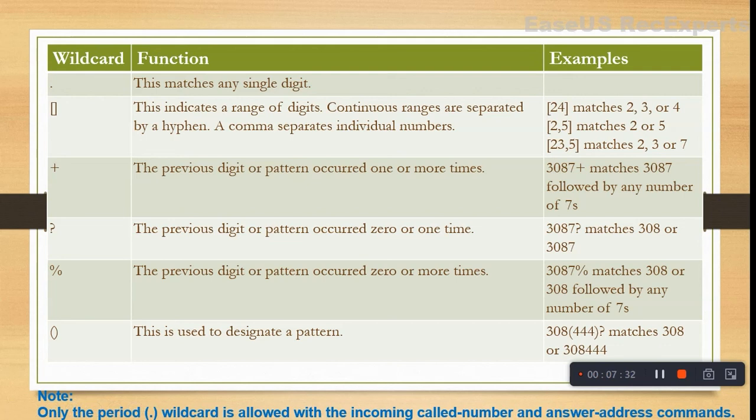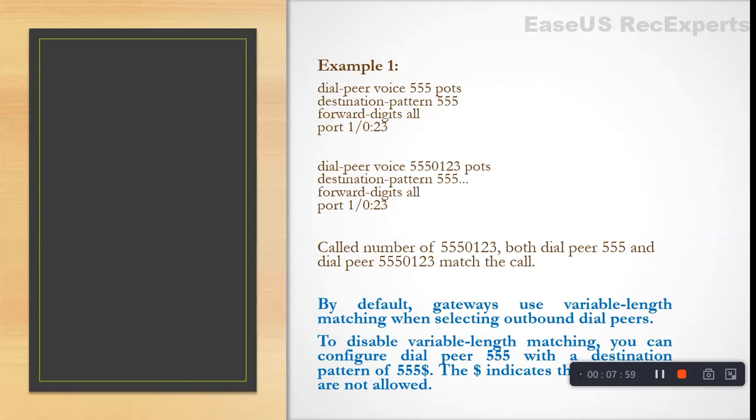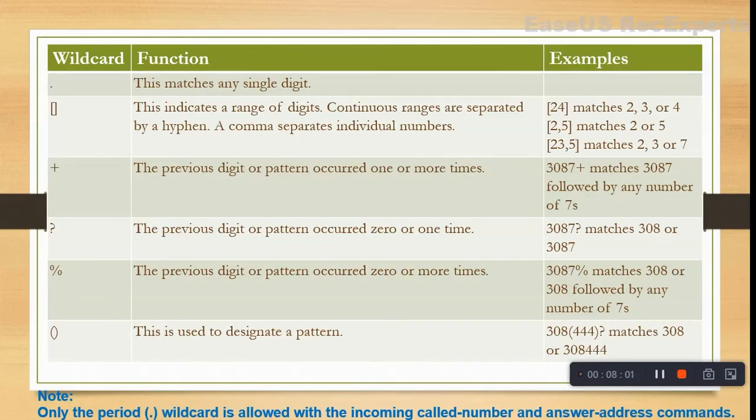Now one note is this dot or period is a wildcard mask which is allowed with the first two dial peer matching rules, that is the incoming called number command or answer address command. For incoming, it can also be used with destination pattern, as far as I know; we'll see in examples. Yes, the period can also be used with the destination pattern command.